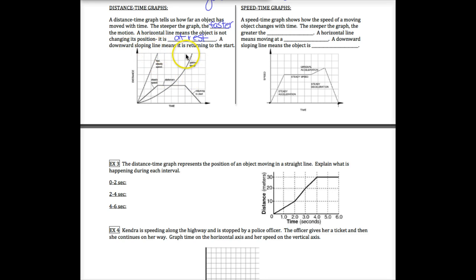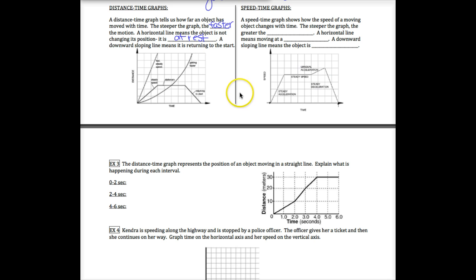A downward sloping line means that it's returning to the start, going back down to the ground maybe, or wherever it started. So going up means it's traveling somewhere, traveling a distance. Going down means it's coming back to where it started from. Steeper lines mean a fast speed. Then you can see that a parabola means that it's increasing. It's not a steady speed, but an increasing speed.